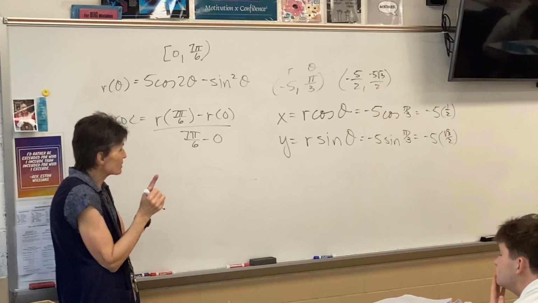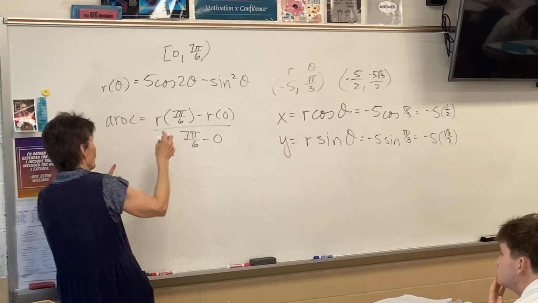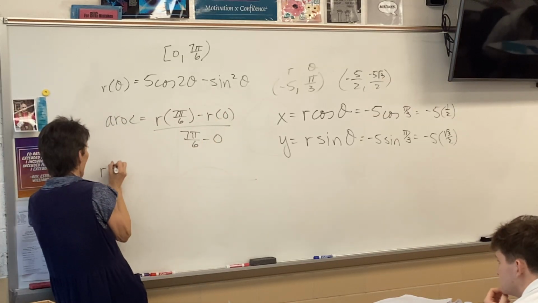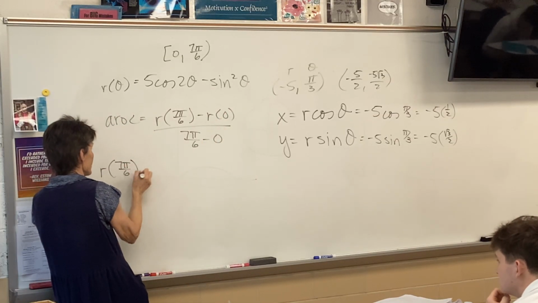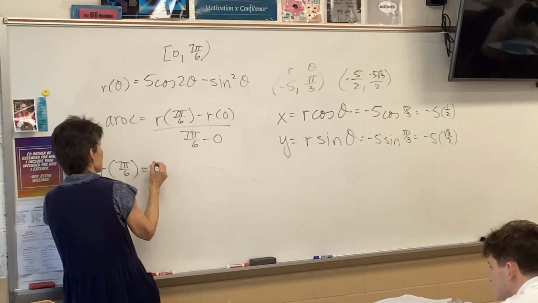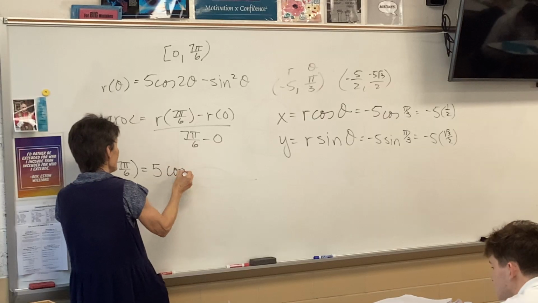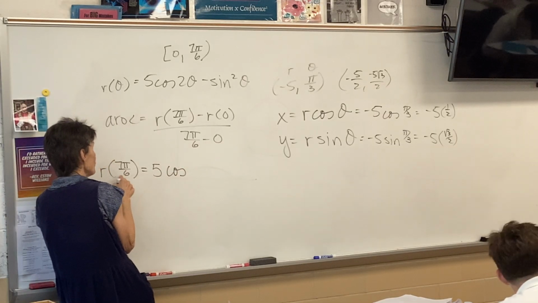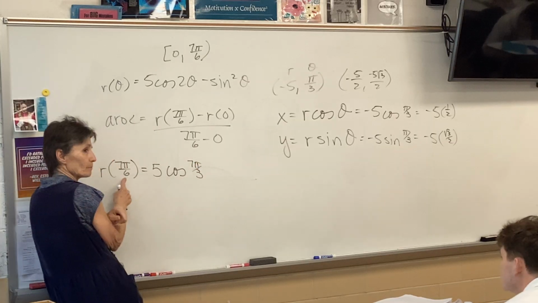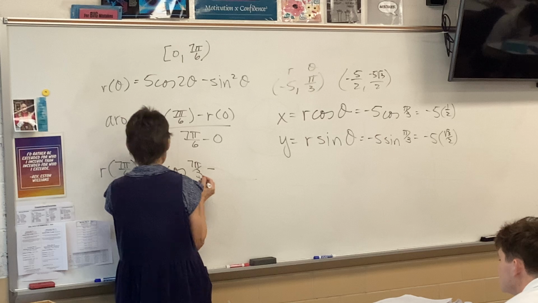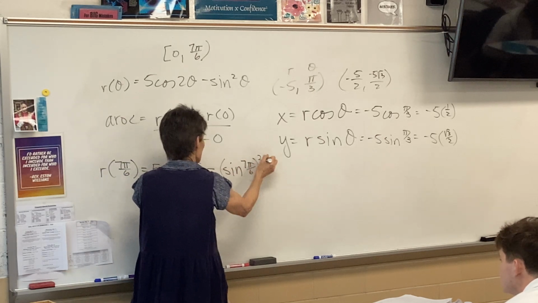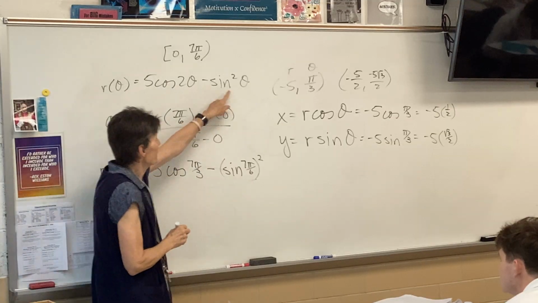So now we get to practice our unit circle stuff. We're going to plug 7 pi over 6 into this function. So R of 7 pi over 6. We're going to figure out what that is by plugging it in. So that's going to be 5 cosine 2 times that, which will be 7 pi over 3, minus the sine of 7 pi over 6 squared. The sine squared.